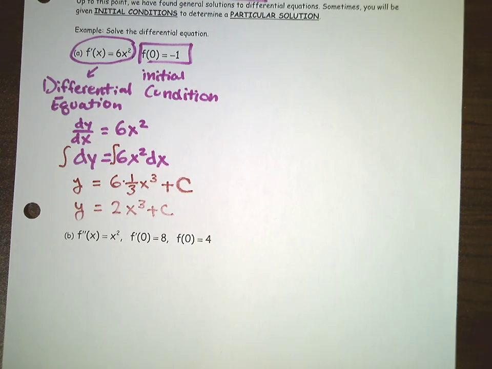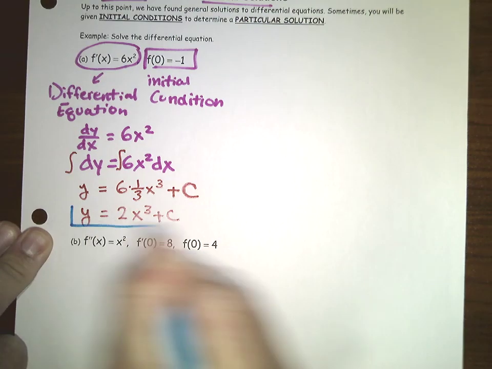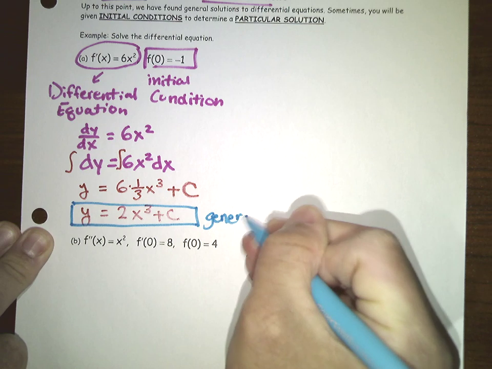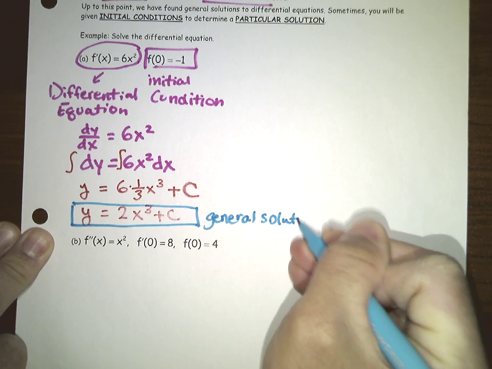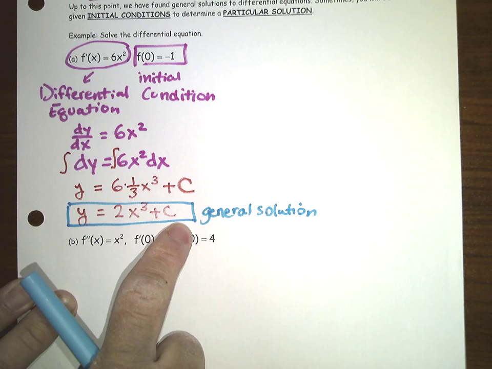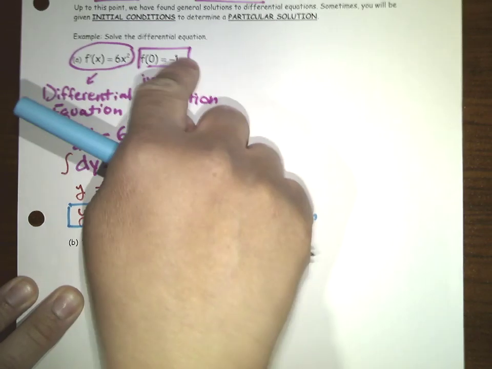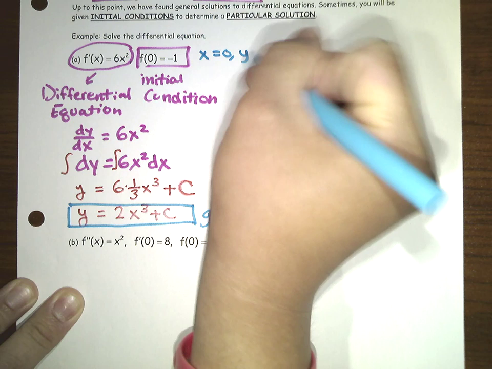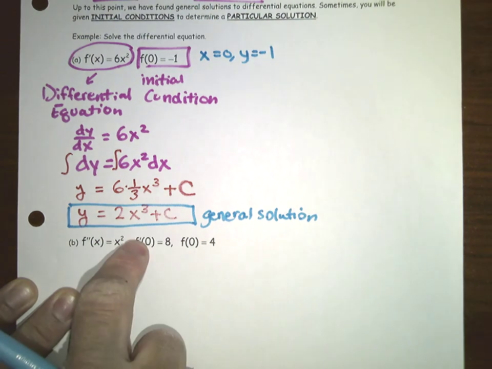Now this is what I call a general solution. All right, so this is a general solution, but then I can use the initial condition to figure out what c is. So f of 0 equals -1 means that x is equal to 0 and y is equal to -1, so I can figure out what c is.